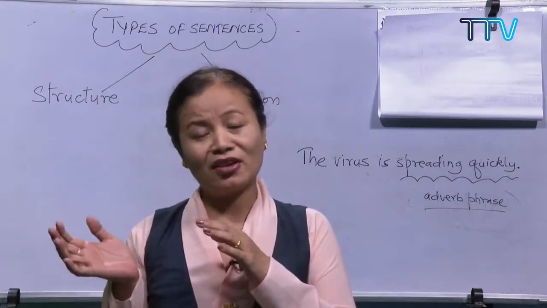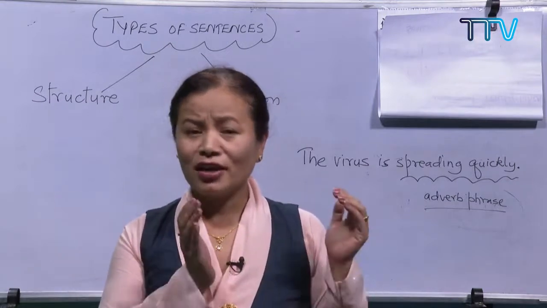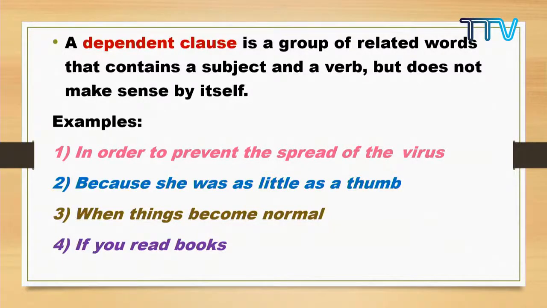Like independent clause. So this is a dependent clause. If you read books, okay, what is going to happen? Like we say, if you work hard, you'll do. Like this. So if you do this, you will get this, or like that. So this is if clause. This is a dependent clause because this is not complete.